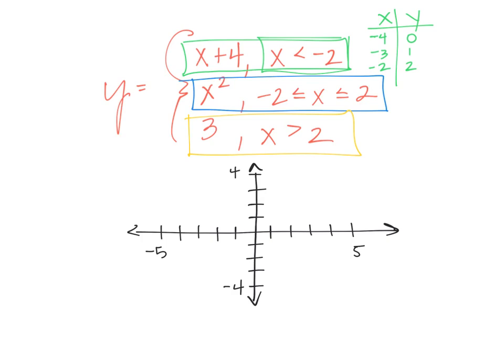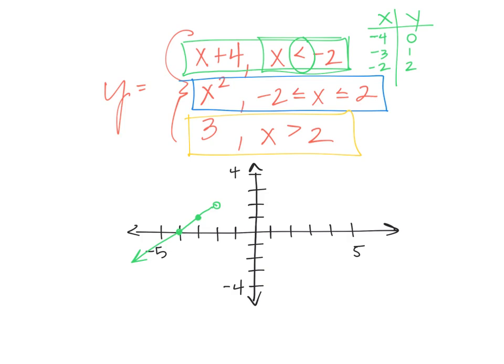Now I'm going to plot those points, -4, 0, -3, 1. Now at -2, 2, notice that this is less than, not equal to, so I am going to go to that point, but at that point I'm going to do an open circle. And then I'm going to continue the graph in the direction of the domain. So it's anything less than -2, so that will go all the way to -infinity.